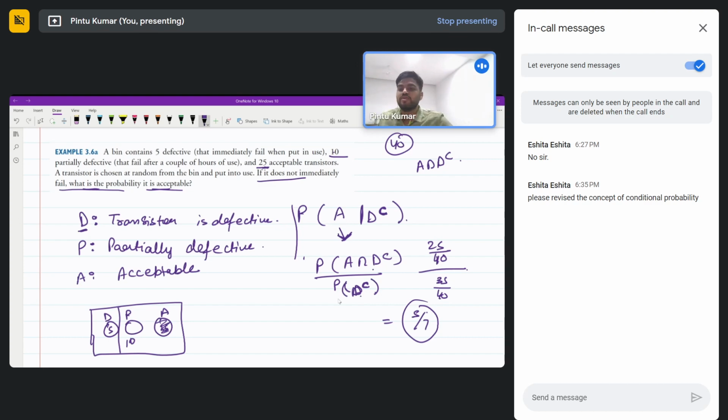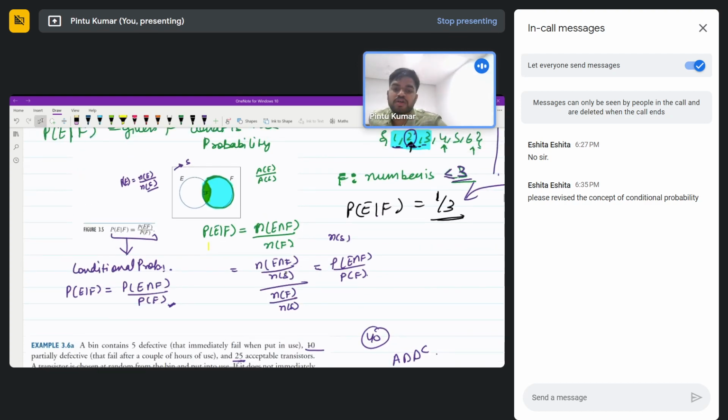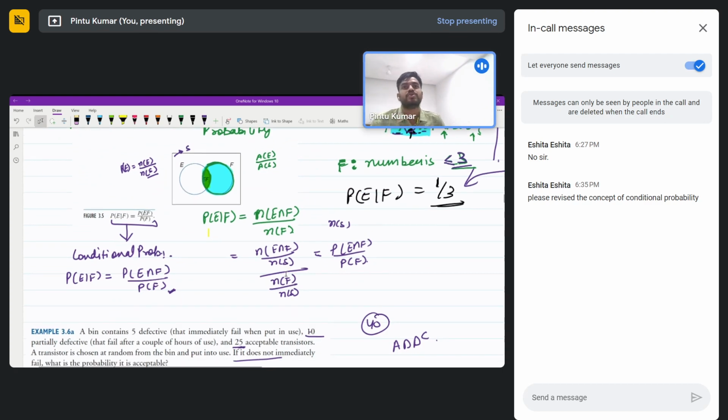Okay, Ishita, can you please tell me which portion of this conditional probability was not clear to you? You can type it also if you want.